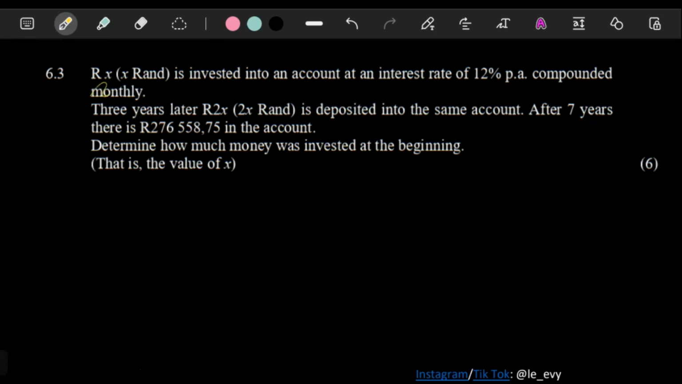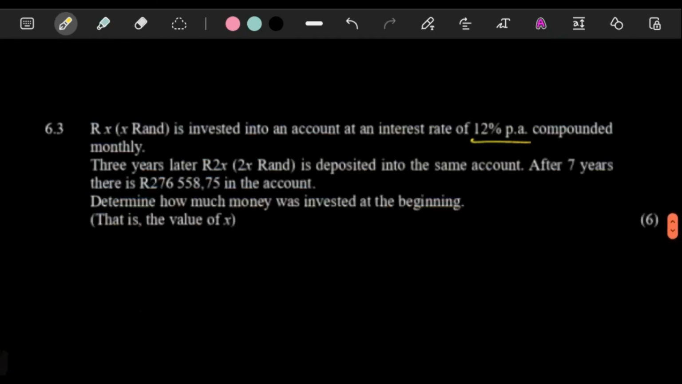But it says X rands is invested into an account, right? At an interest rate of 12% per annum compounded monthly. Then it says 3 years later, 2 times that amount is deposited into the same account. And then it says after 7 years, there is 276,558.75 in the account. Determine how much money was invested in the beginning. That is the value of X. So we just need to solve for X for 6 marks.